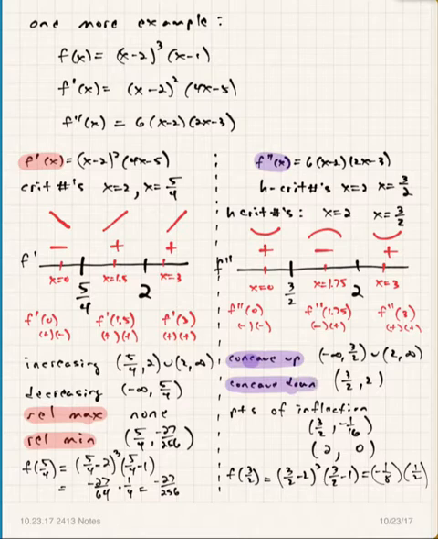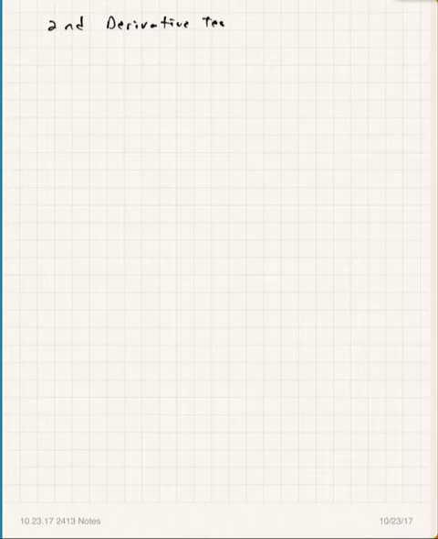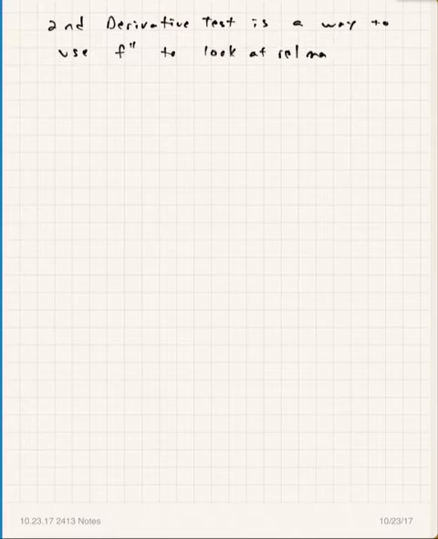Now, for using the first derivative test, that's certainly true. But the second derivative test is another way of dealing with the second derivative. The second derivative test is a way to use f double prime to look at relative maxes and mins. Okay, so how does this work?